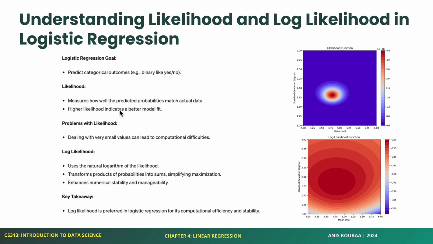So the problem with the likelihood, and why we use the log likelihood, is that dealing with very small values can lead to computational difficulties. The log likelihood uses the natural logarithm of the likelihood, transforms the product of probabilities into sums, simplifying the maximization, and enhances the numerical stability of the model.